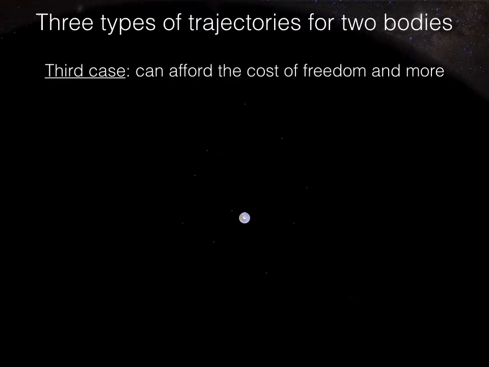The third case is when the object actually can afford the cost of freedom and more. So it still has some additional kinetic energy even after reaching infinity. And in that case, you've got some special shape as well. So then the object arrives and then moves across, of course, the Earth, and then goes back to where, not where it comes from, but basically it turned. There are multiple properties that are interesting for this particular trajectory.